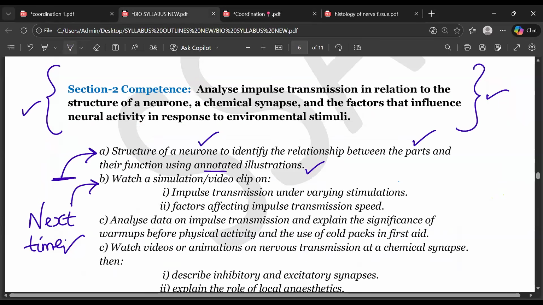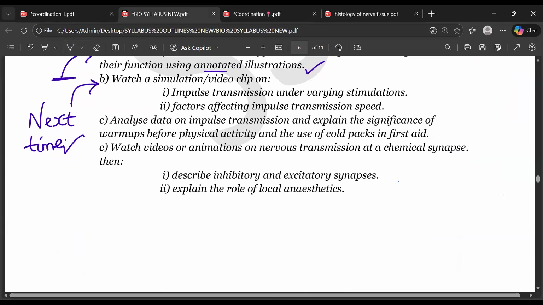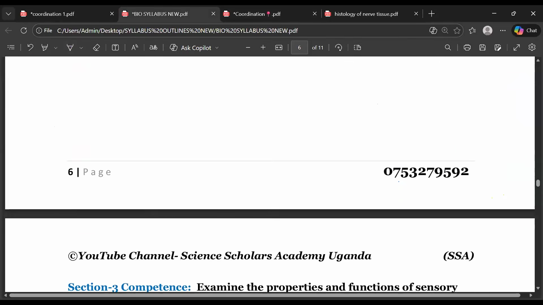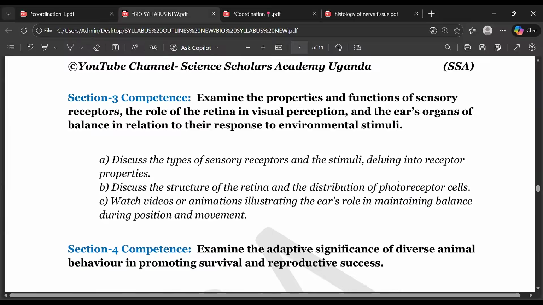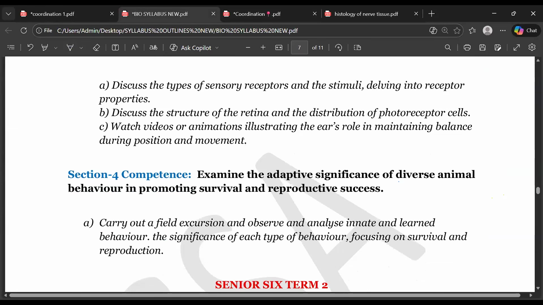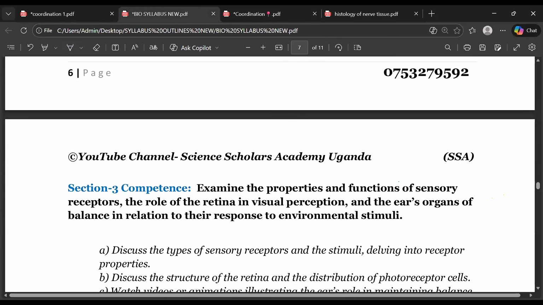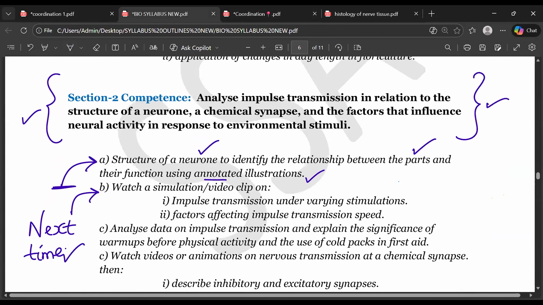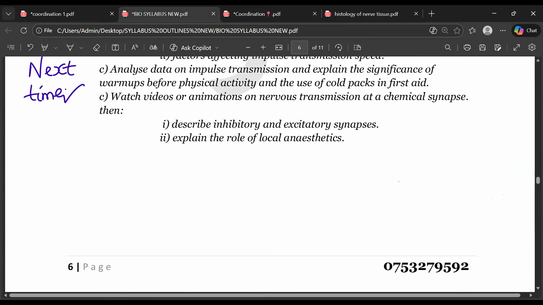It's after you finish nervous. After nervous, you talk about hormonal. Then after hormonal, you come and relate. But to make matters worse, according to your syllabus book, they never specified so much about hormones, but you need them. Because this is section 2 competence, it's just about analyzing impulse transmission in relation to the structure of a neuron, chemical synapse, and the factors that influence. That is nervous.